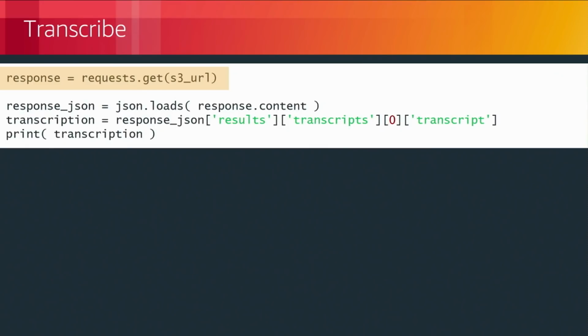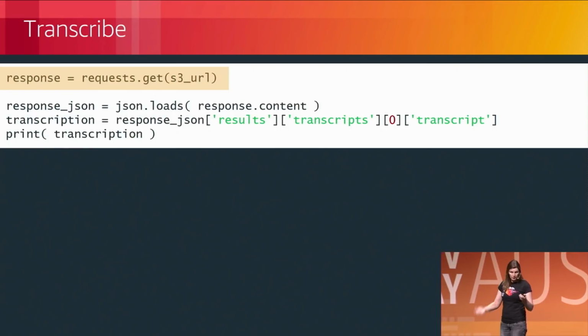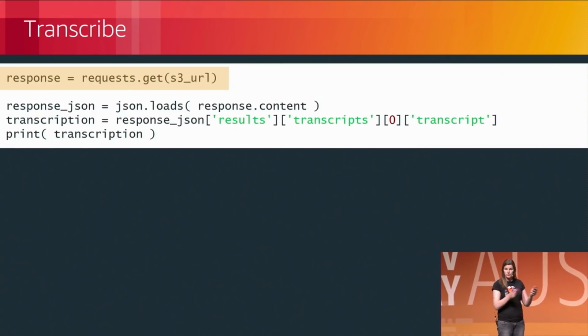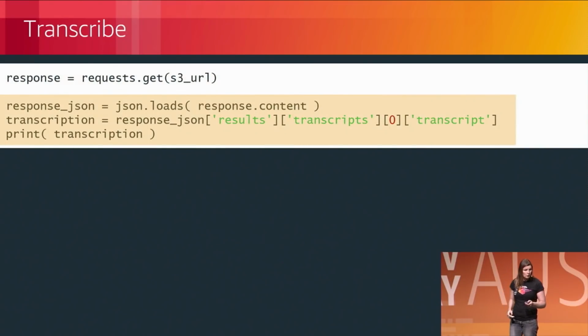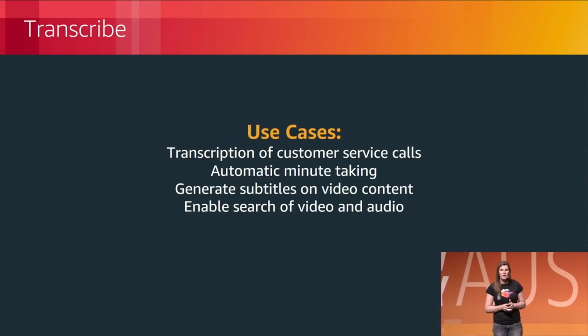That contains a vast amount of information, not just the raw transcription that I'm pulling, but it'll actually contain different people who were talking. It'll recognize different people. It'll tell you exactly which position in your file, what is the timestamp of where each word occurred. So you could use this for a vast number of use cases. Obviously transcription, customer service calls. Does anybody here like taking minutes? Anybody?